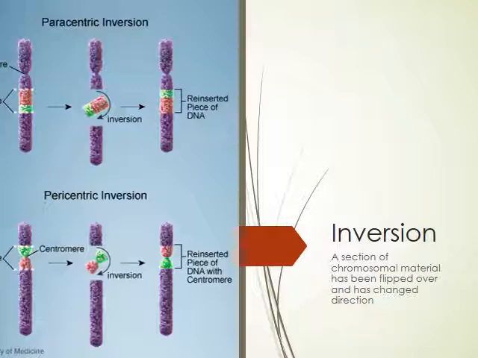Why does it do it? Inversions typically occur because of a loop that occurs during DNA replication. It's a bad thing. It's not a good thing. So it's an accident. Typically, the cell is looking for these accidents when it's going through G2 phase. But if it doesn't catch them, this is what happens.